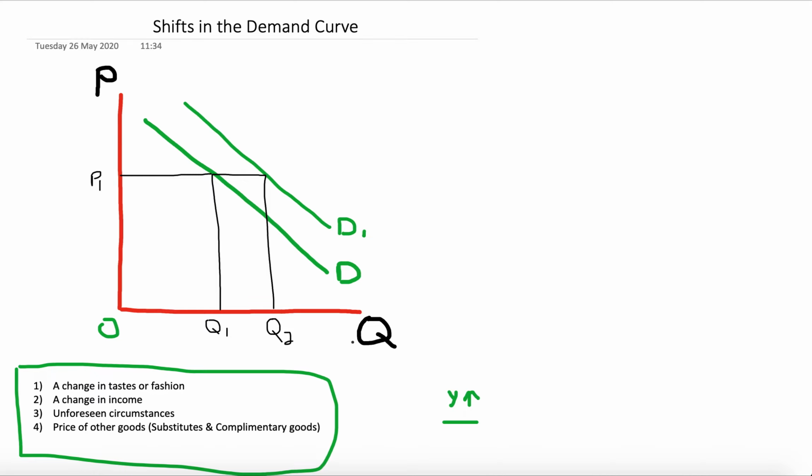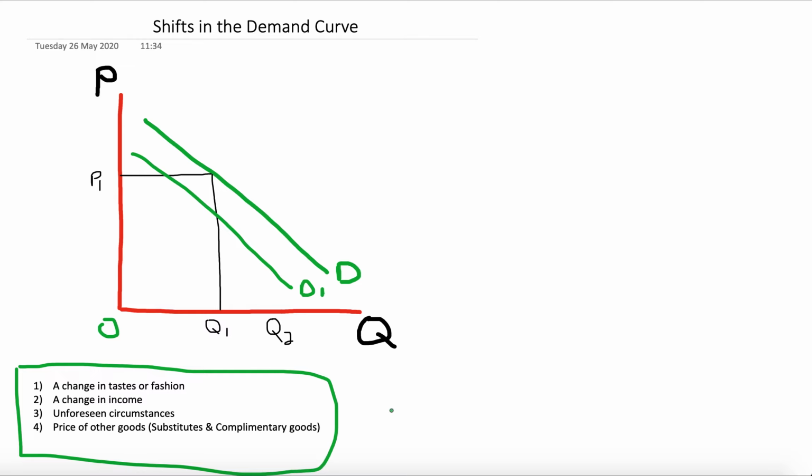However, can you think of any goods where our demand might fall if our income actually increases? Have a think. Okay, these are called inferior goods. Given or inferior goods: if our income goes up, Y goes up, our demand actually goes down. And these are things like own brand products.